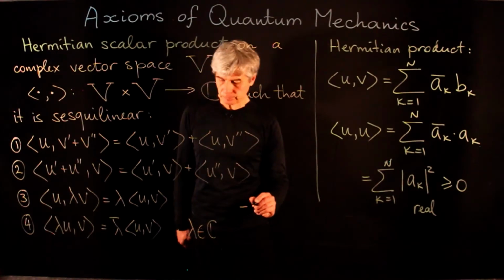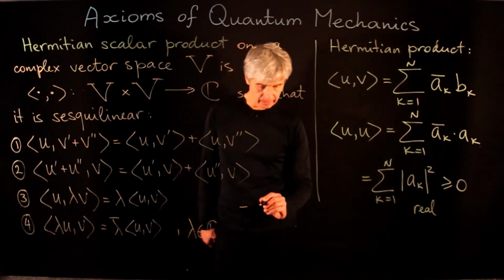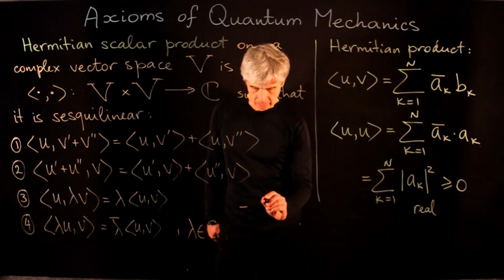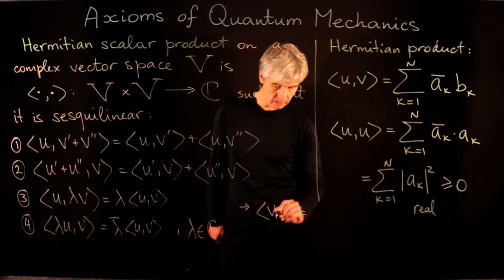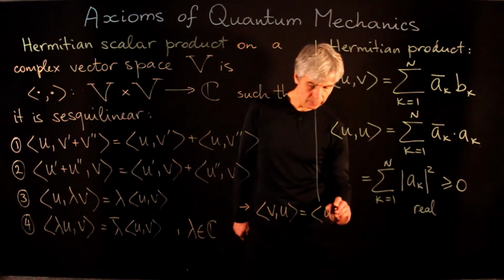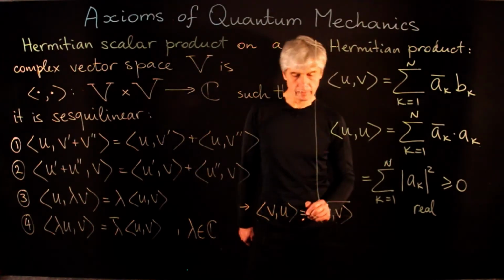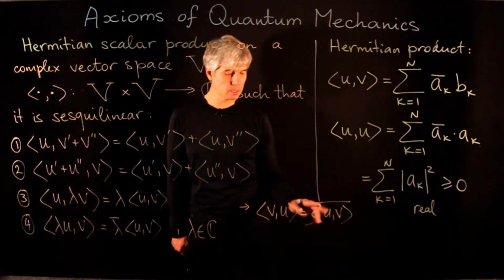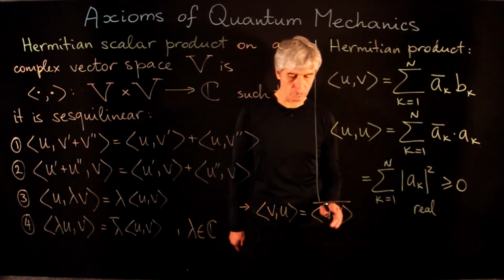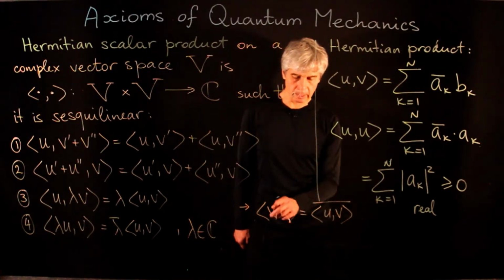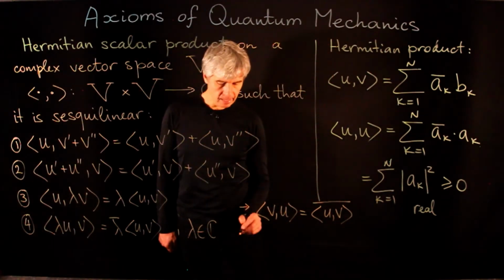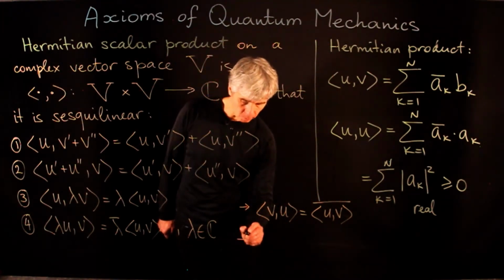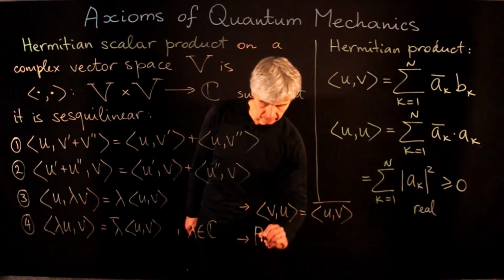Now, there are additional properties. The Hermitian scalar product has this broken symmetry. Here we have the following property: vu is equal to uv bar, right? So this means that it's not exactly symmetric. When we switch the order of vectors in the product, we have to take complex conjugation.